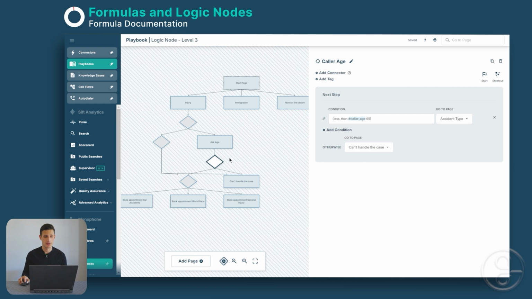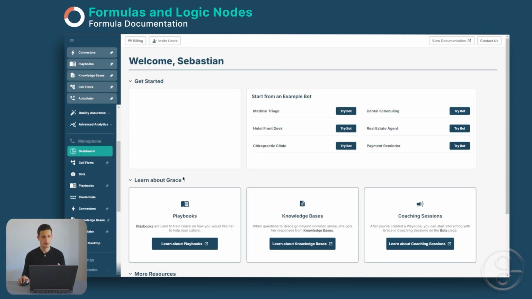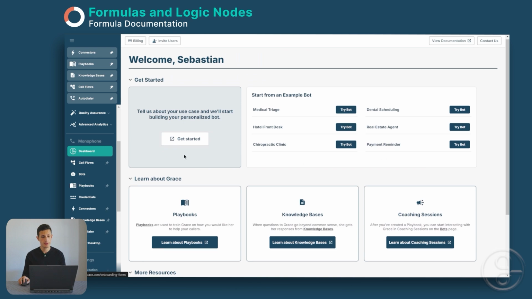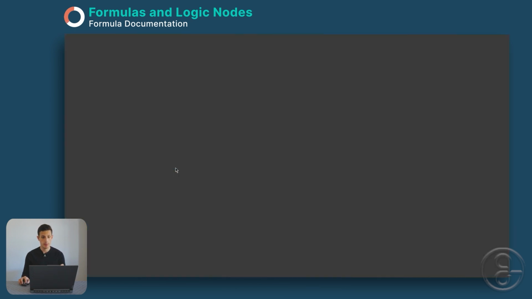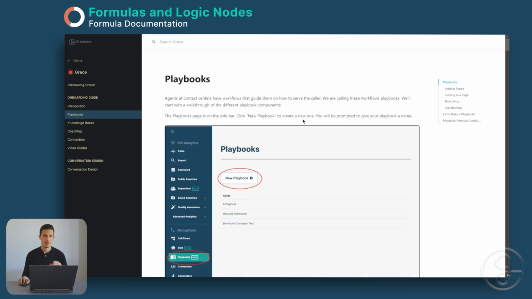Now, I guess you're probably wondering also, where do I find all of these sentences, like what's possible in the logic nodes? Well, these are some examples, of course, but if you would like to know a bit more about what's possible in logic nodes, you can easily find it out. If you go to the sidebar, you go into the dashboard, and here we have all of the training material for GridSpace, where you can try out bots, you can get help with building out your personal bot. But what we would like to do is learn about the playbooks. This goes to the documentation, straight to the playbook page, and this is all about playbooks.